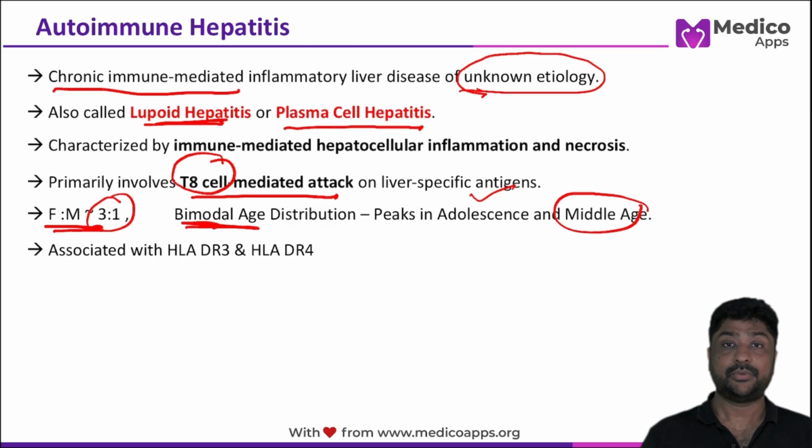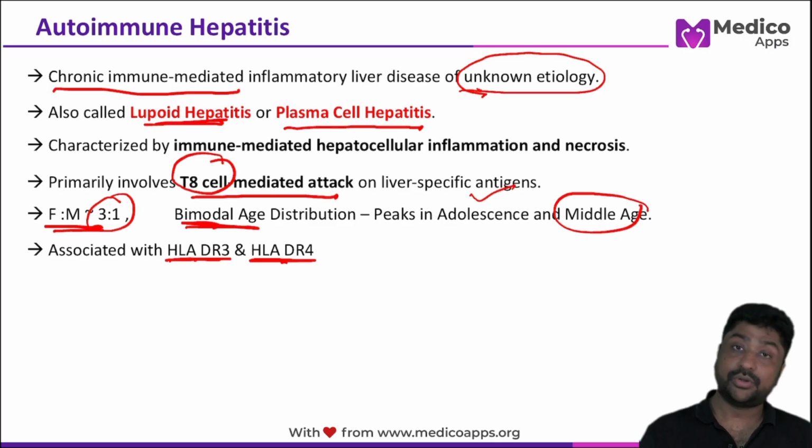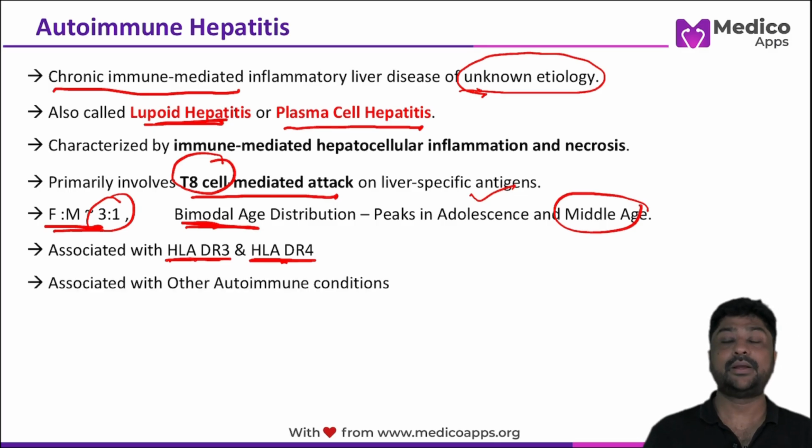From a genetic standpoint, HLA associations are frequently asked in exams. Autoimmune hepatitis is linked to HLA-DR3 and HLA-DR4, which are also associated with other autoimmune diseases. And speaking of other autoimmune diseases, autoimmune hepatitis often coexists with them.